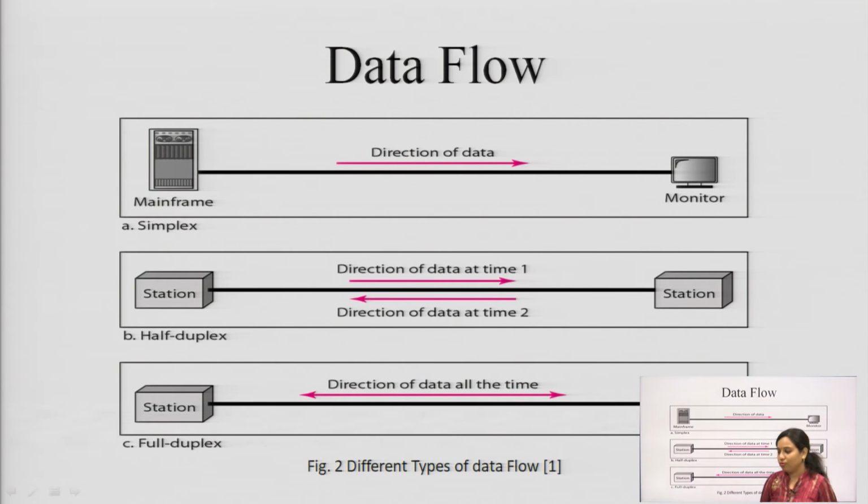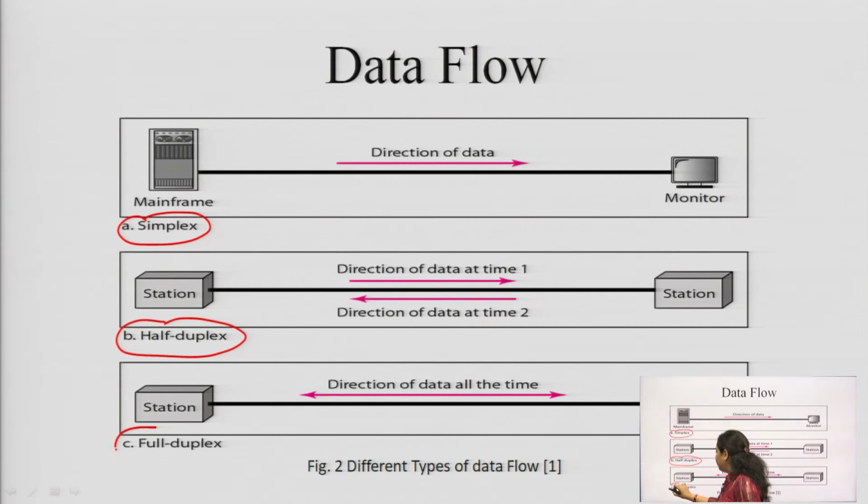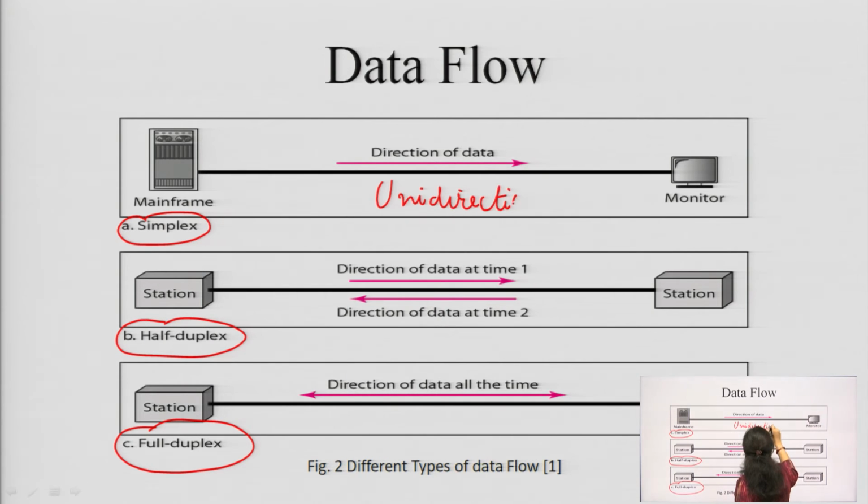Now, next we will move to data flow. There are 3 different types of data flow options that we have. First one is simplex, second is half duplex, third one is full duplex. I am going to explain it one by one. First one is simplex. This is the direction of the data, as you can see, it is unidirectional, meaning in one direction it is going to transmit the information. There is no such situation where the receiver will send that particular information back to the transmitter. So, that is the case for simplex.